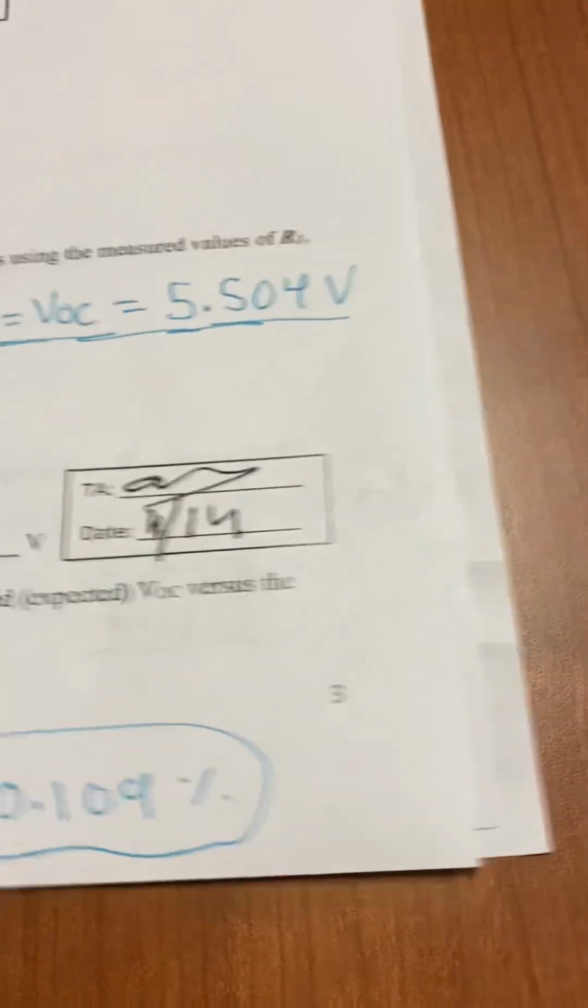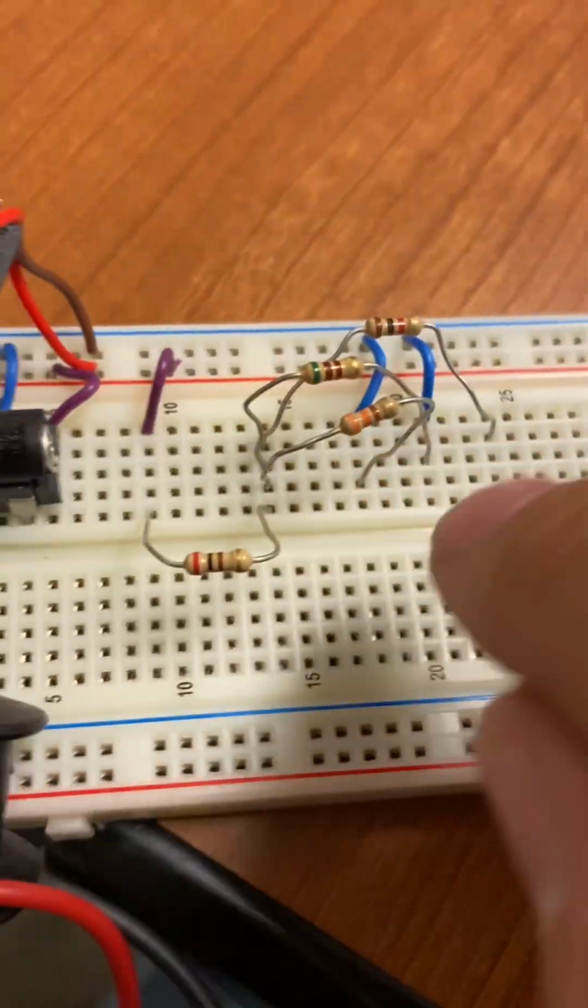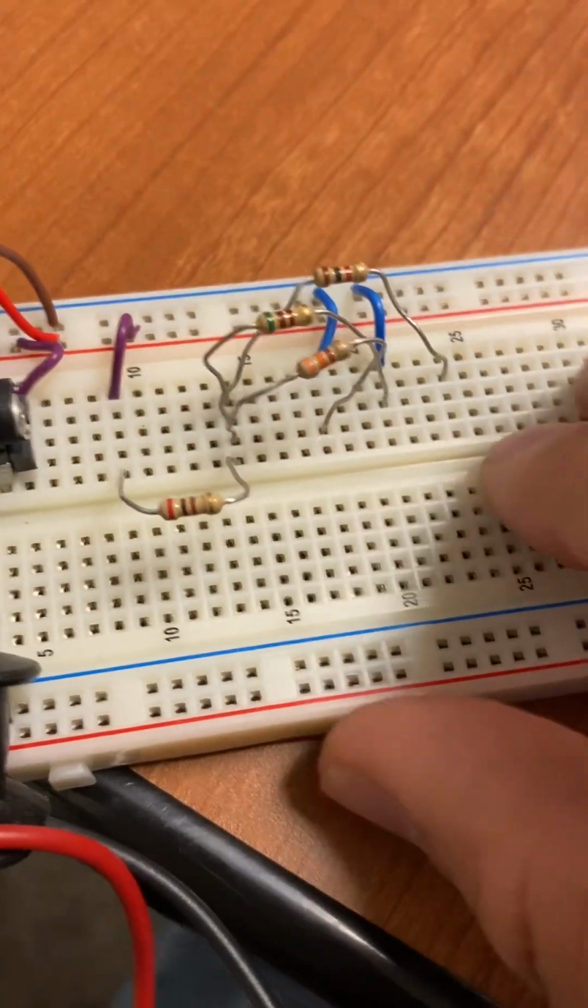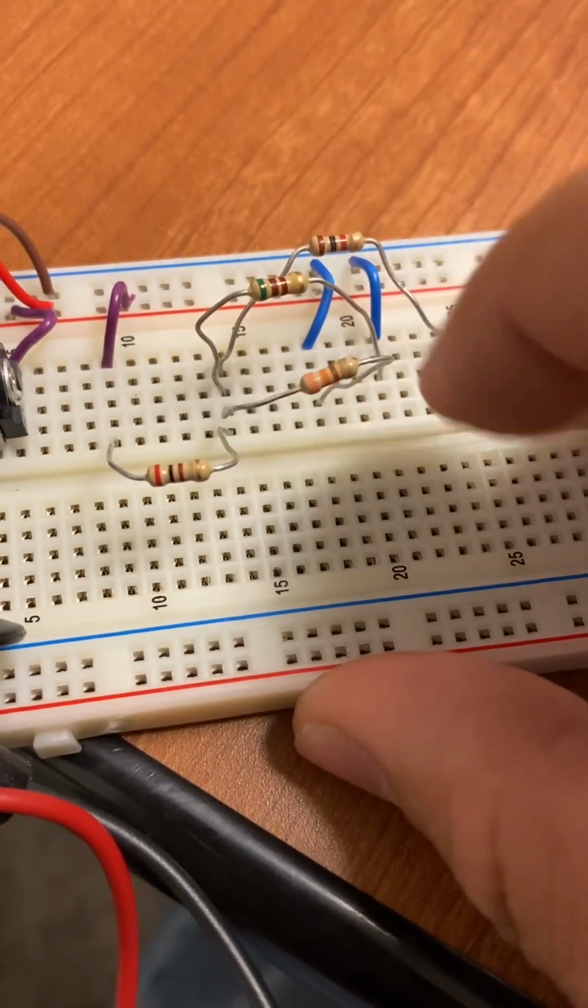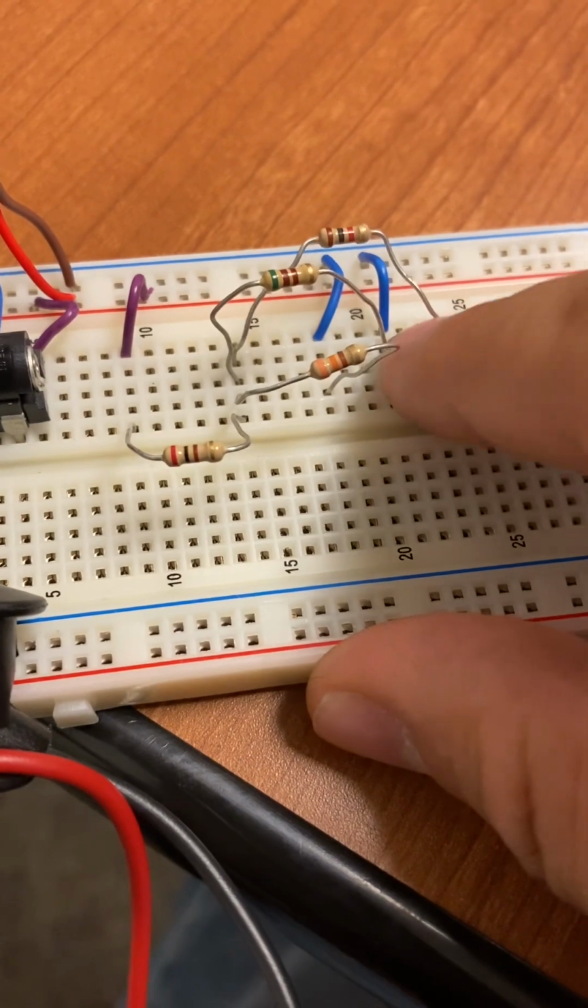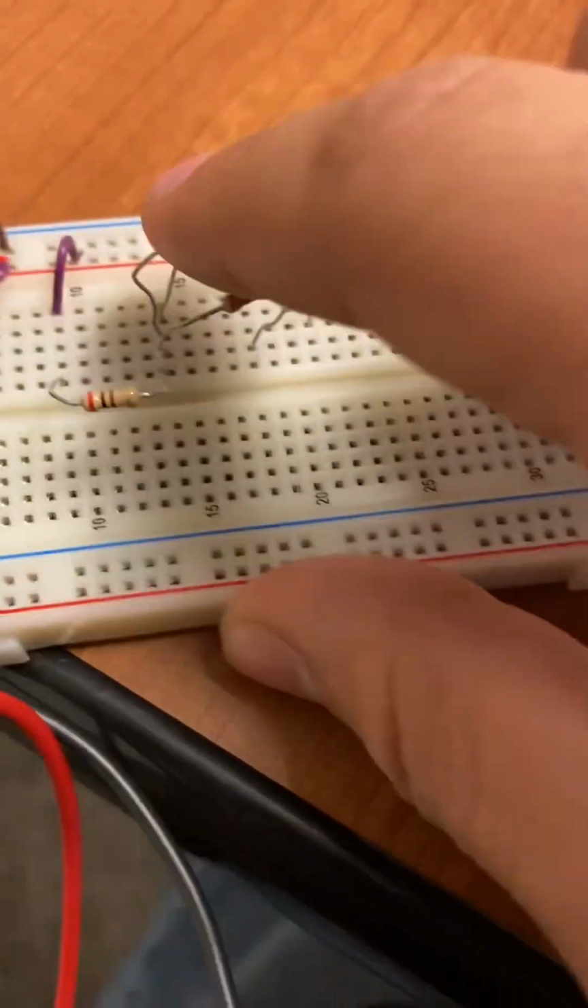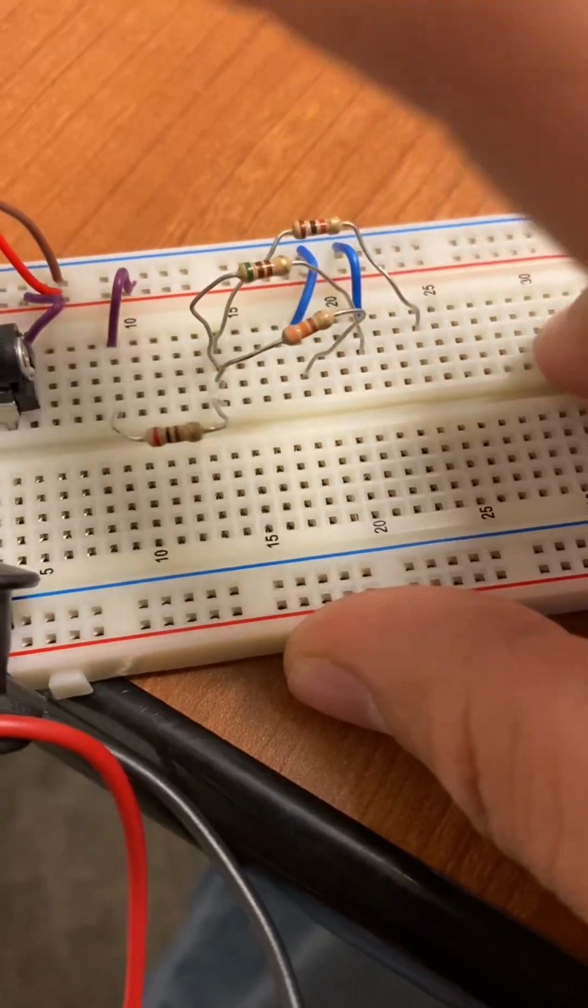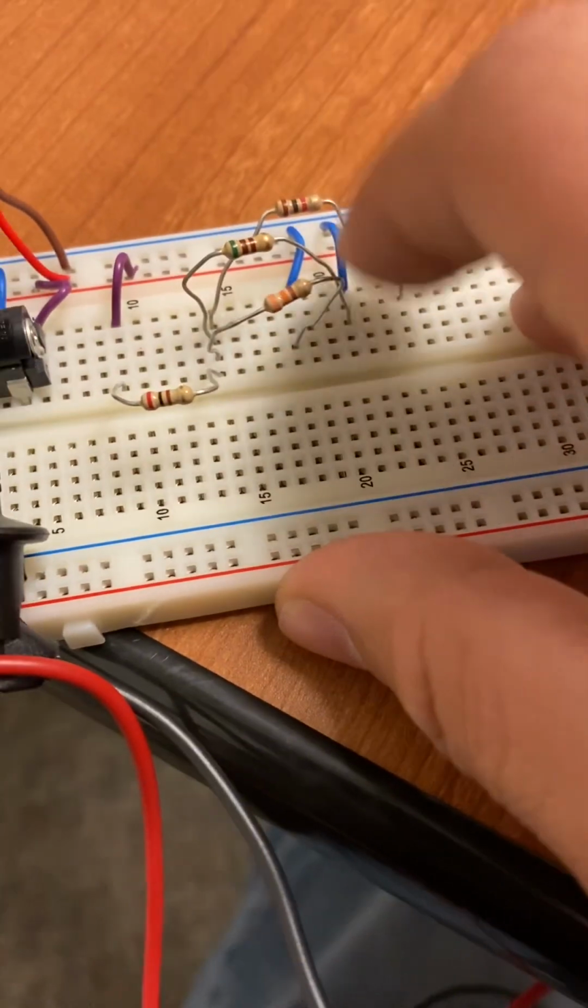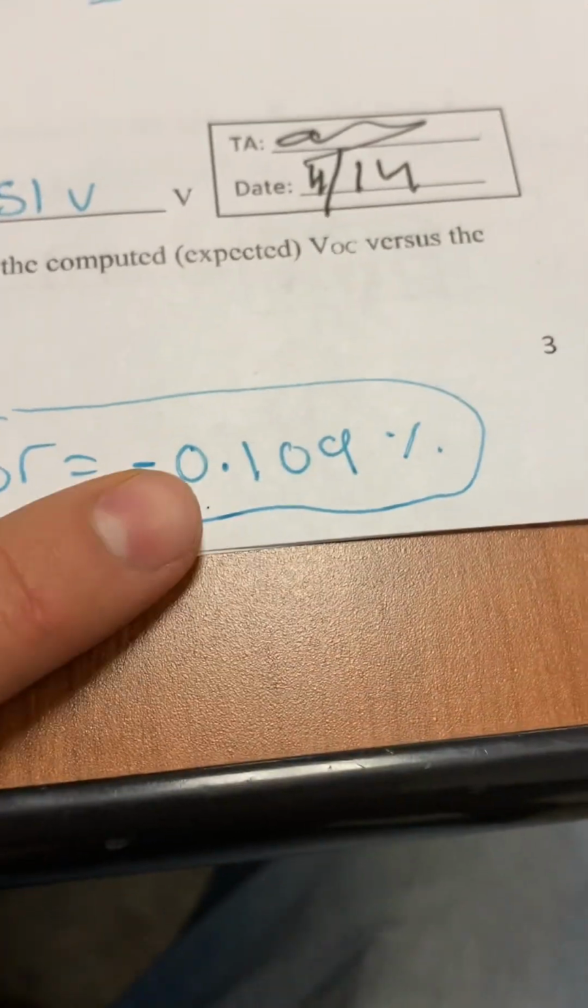And when you measure VOC, you can measure anywhere in this top node. But the best way to measure it is from where the ground is on this one. So I measured R3 because it goes back straight to ground, so you can get a good voltage, and I found that to be 5.51 volts. So I got a very small percent error.